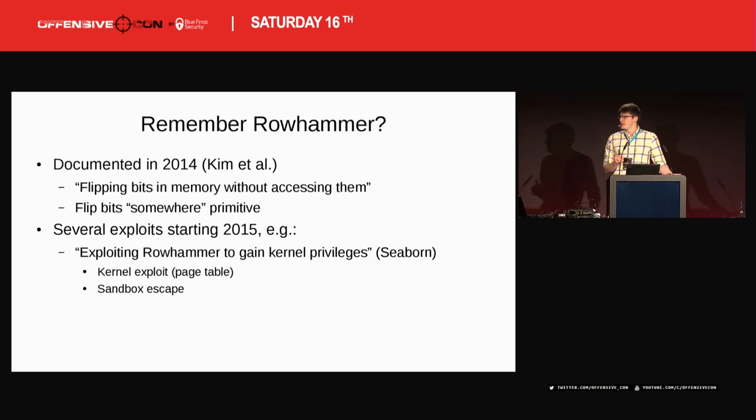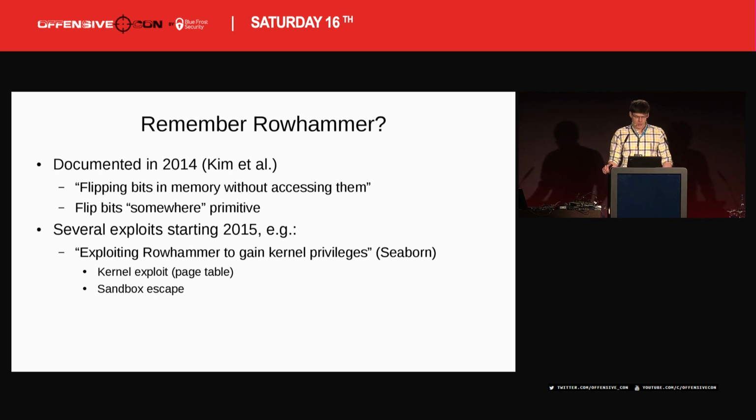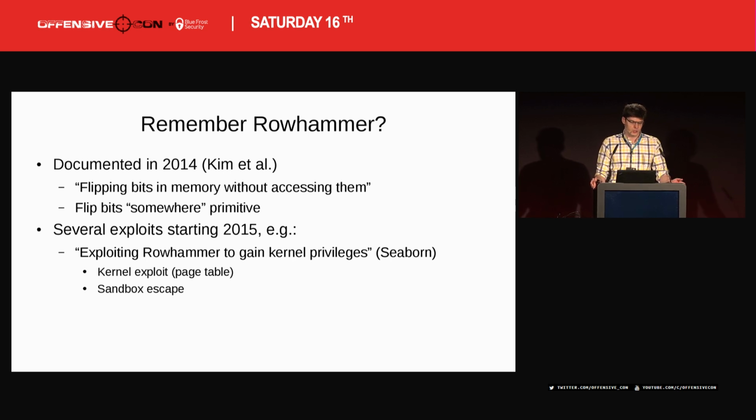Do you remember Rowhammer? Anyone? I guess many people raised their hands. So Rowhammer is still kind of new. It was first documented in 2014. It is a memory reliability problem, which gives a primitive that flips one bit or several bits somewhere. Maybe it's hard to control. However, in 2015, one year later, someone already showed several exploits. Basically, these were privilege escalation exploits.